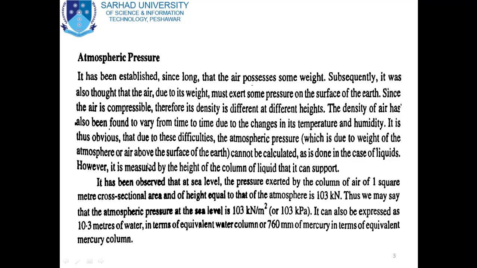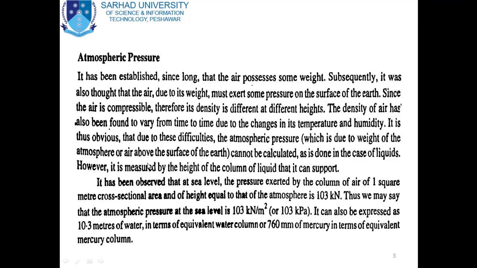It has been observed that at sea level, the pressure exerted by the column of air of 1 square meter cross-sectional area and of height equal to that of the atmosphere is 103 kilonewton. So, at mean sea level, the pressure exerted by the column of air having a cross-sectional area of 1 square meter and height equal to that of the atmosphere is equal to 103 kilonewton.